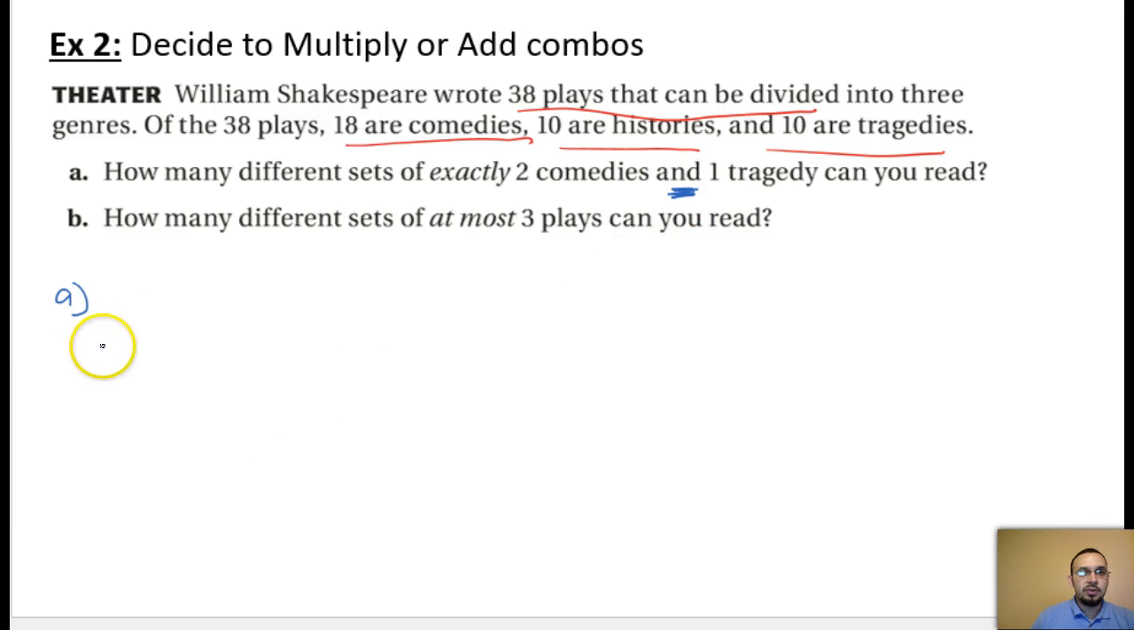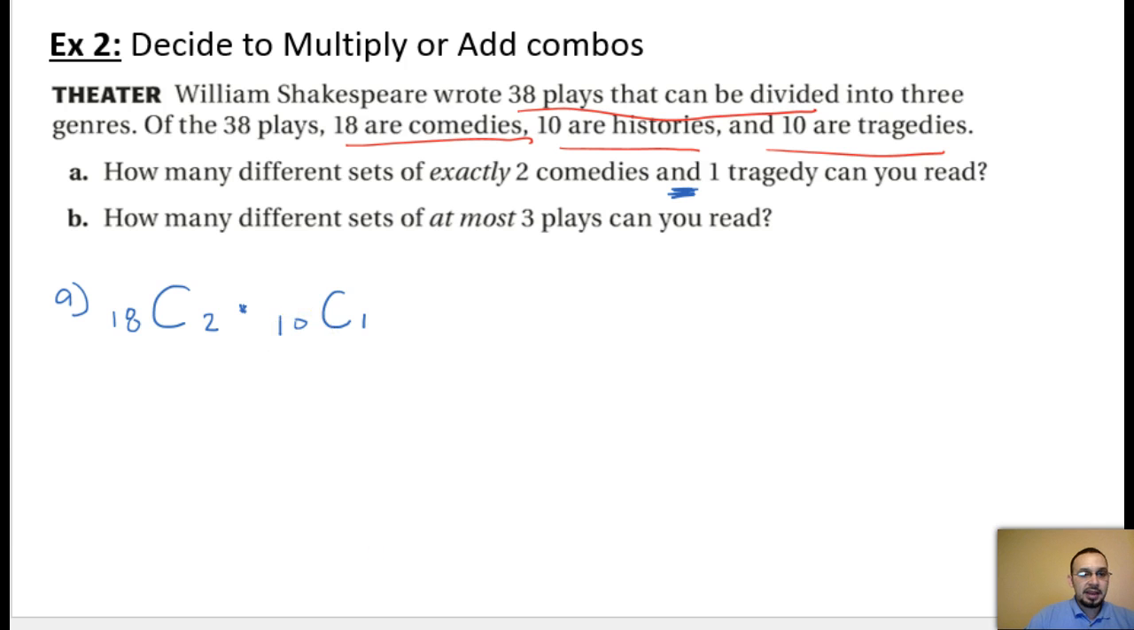So if we look at A, it says how many different sets of exactly 2 comedies and 1 tragedy can we read? So exactly, the key word here is and. So exactly 2. Well, how many comedies do I have to choose from? I have 18 comedies to choose from. I'm going to choose to read 2 of them. And, so there's my multiplication. I want 1 tragedy. Well, how many tragedies do I have to pick from? I have 10. I'm going to choose 1.